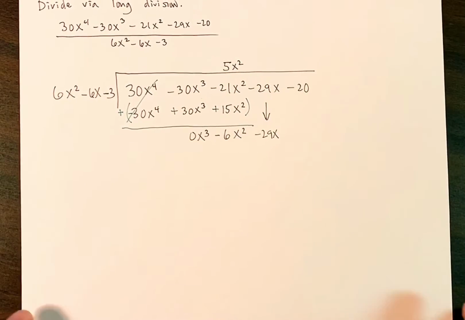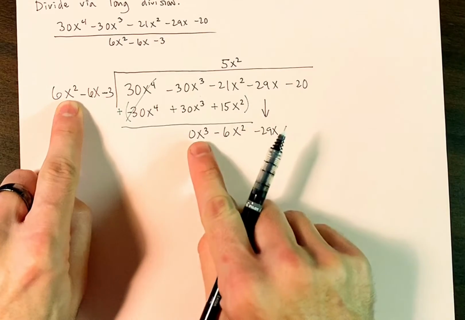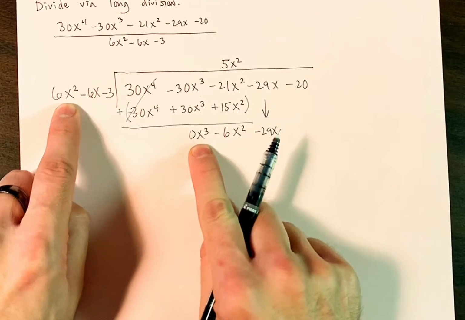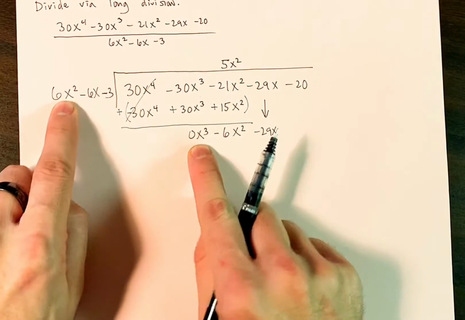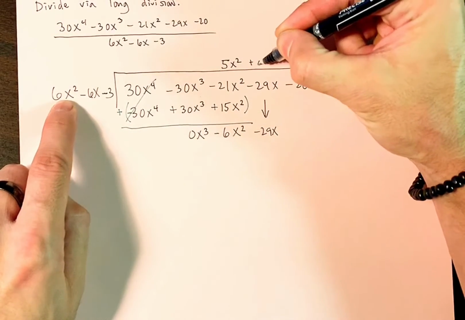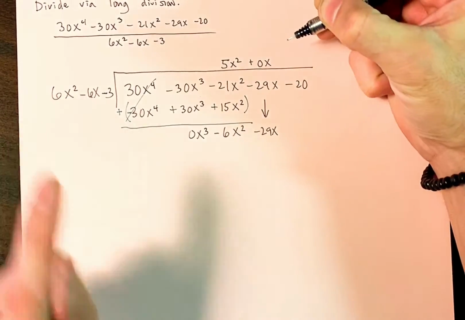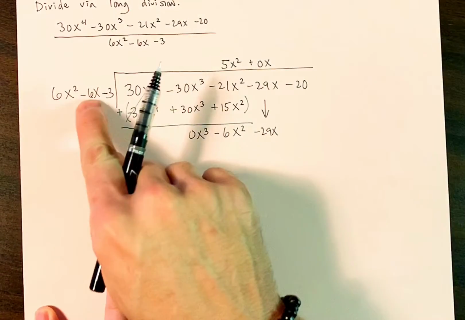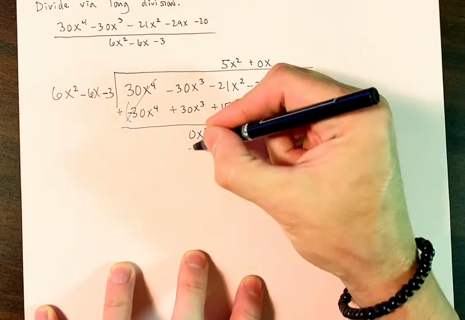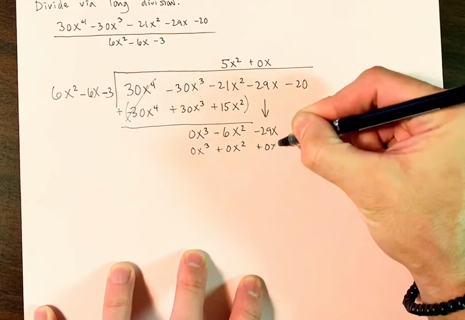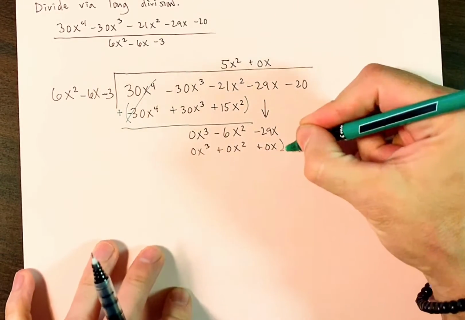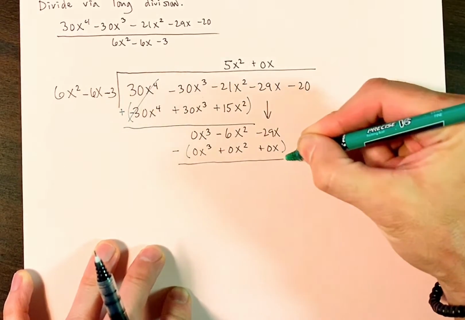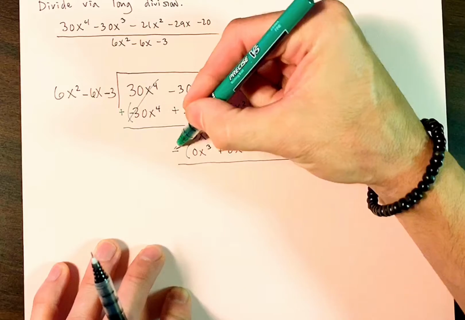Play this game yet again. This wants to become this. In order for this to become this, you have to multiply this by a positive 0x. And now take this and distribute to all the terms in your divisor. And then protect, negate, and add them. So let me distribute the negative.